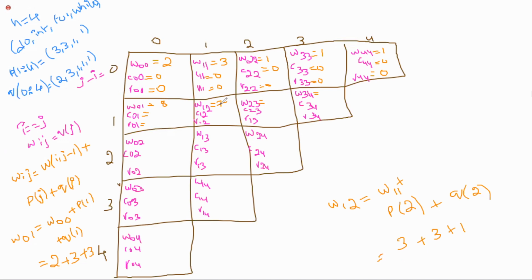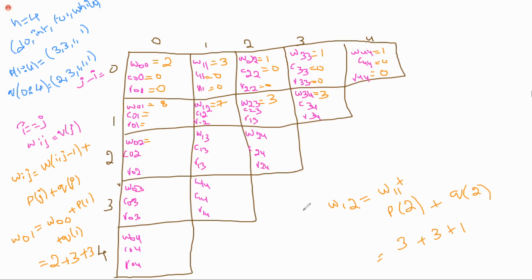Next W23. How can you get the W23 value? W22 which is 1, plus P of 3, which is also 1, 1 plus 1 is 2. Q of 3 is also 1. 2 plus 1 is 3. Got it? Next, W34. W34 means W33, which is 1, plus P of 4, which is 1, plus Q of 4, which is also 1, equal to 3. Am I clear?